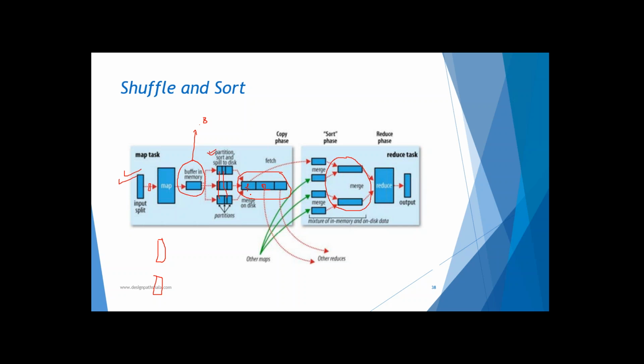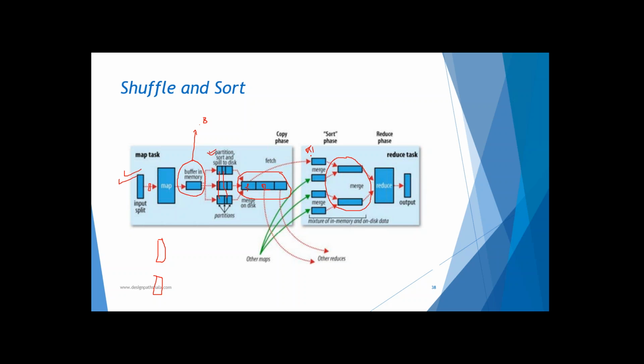So the data which was intended for reducer 1 reaches reducer 1, the data which was intended for reducer 2 reaches reducer 2, and so on. And similarly from the other mappers, the data which was intended for reducer 1 reaches reducer 1. So this is reducer 1.